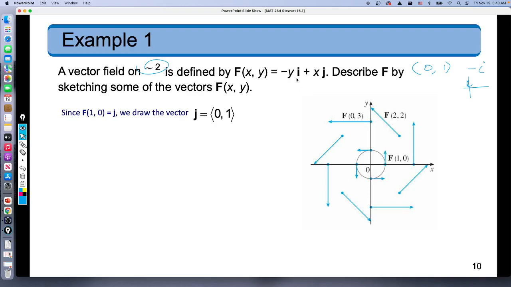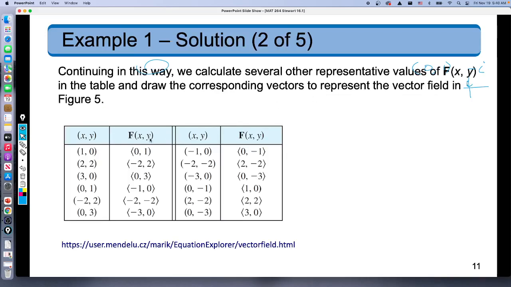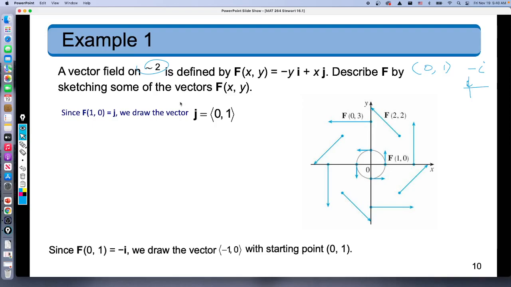Oh, it's minus i, not minus j. I think I wrote the right letter, but that's what I was expecting. So for this one at 0, 1, I get minus i. Oops. Sorry, folks. So I should draw it this way, minus i going that way. So that's this one here. They did this one here, which is fine.